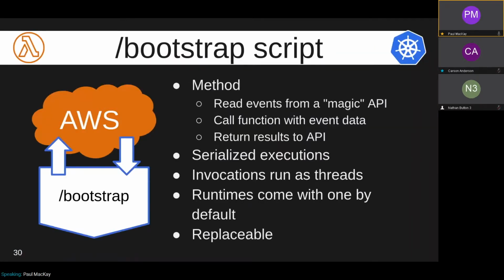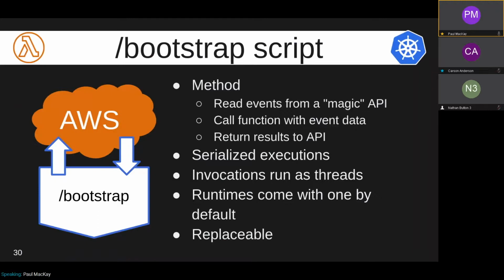Lambda has this thing called the bootstrap script. You do not have to write this. It comes with all the Lambda bootstrap environments, but you can. They have very clear documentation in Lambda that says, here's how you write a bootstrap script. Here's an example written in Bash with curl. It's not a complex system. And the bootstrap script's job is to start up and talk to a magic AWS API.